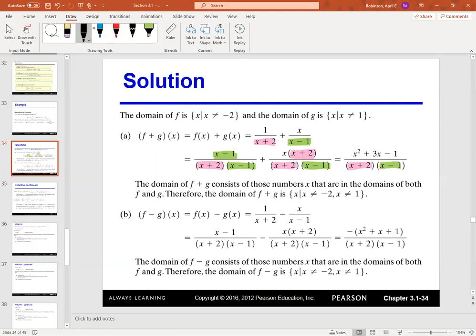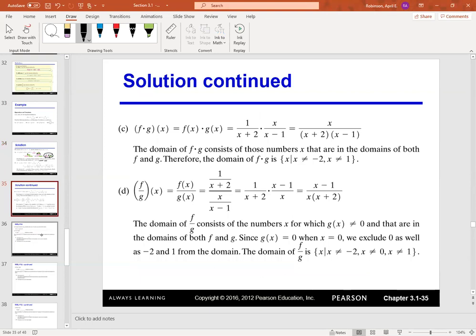They distributed this x to the x plus 2. That gave them x times x is x squared. They had a 2x here plus the 1x there, which gave them the 3x. And then the minus 1 is what was left, and that was their answer. They had to put in the stipulation that the domain can be anything but -2 or +1, because -2 would cause a 0 here, and +1 would cause a 0 there. Then they went through and did the rest of them.